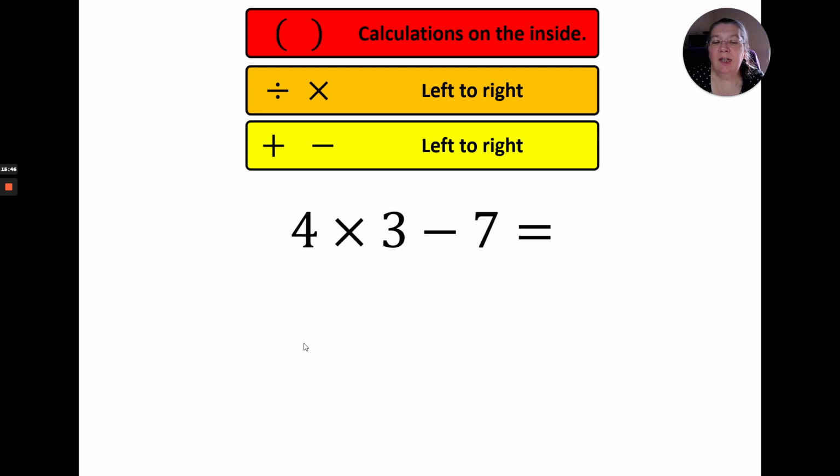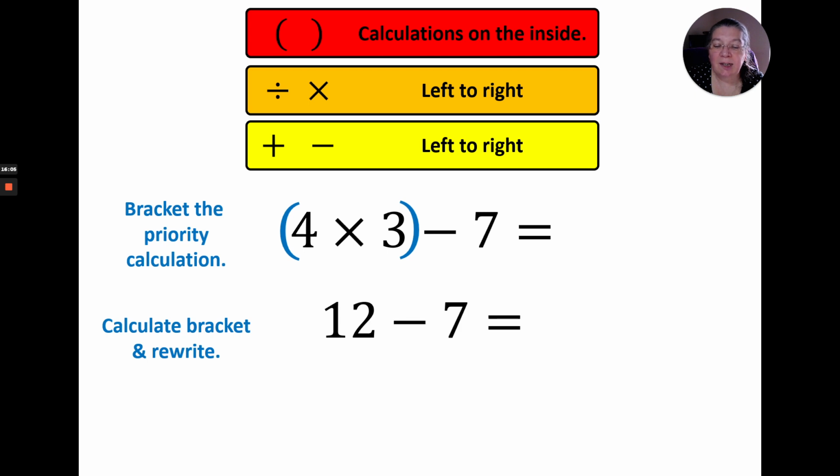4 times 3 minus 7. So thinking about BIDMAS, brackets, indices, multiplication and division, addition and subtraction. Well, we've got multiplication there, so let's put some brackets around the multiplication. So let's work that out first. 4 times 3 is 12. 12 minus 7 is 5 as our correct answer.